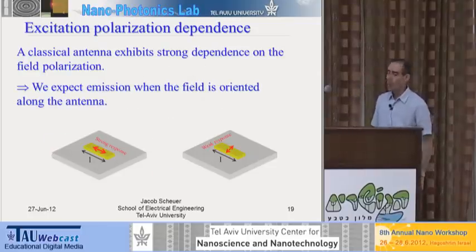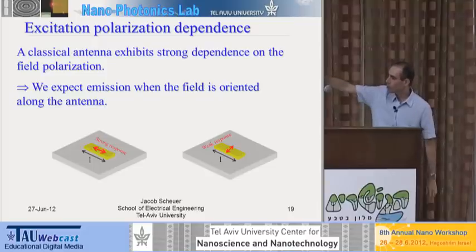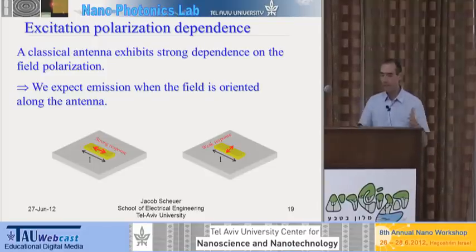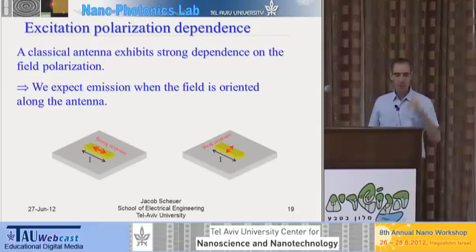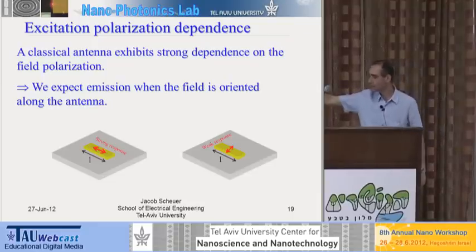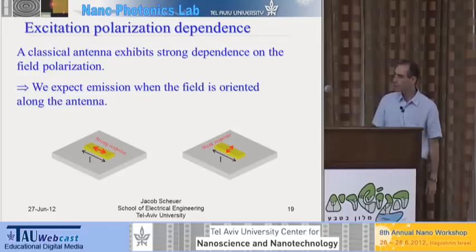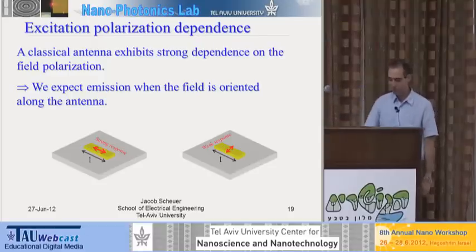One of the important things to understand about antennas is that they are polarization sensitive. If we take an antenna and we illuminate it with a polarization which is parallel to its longer axis, it would probably react strongly. If we try to illuminate it with the orthogonal polarization, it would not scatter the light very efficiently. So the first sanity check is to verify that our antenna actually has this property. If they don't, we're in trouble.